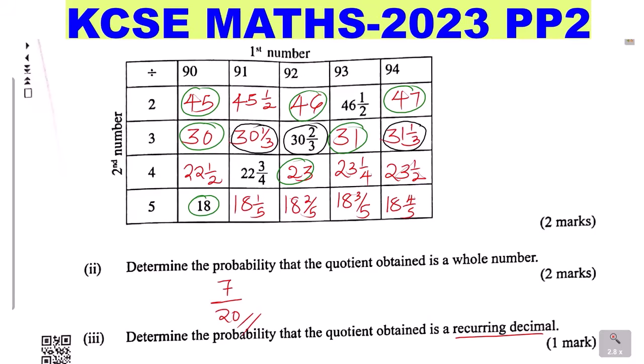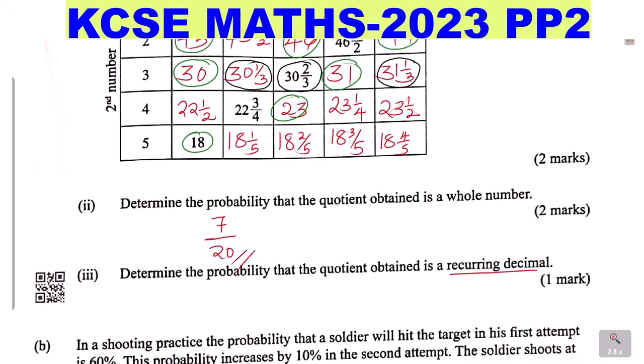So there are 3. We have these, 30 and a third, 31 and a third, and 30 and 2/3. So therefore the probability is 3 out of the total outcomes, which is 20. We go to part B. Part B of the question.